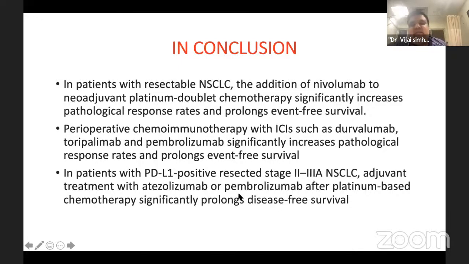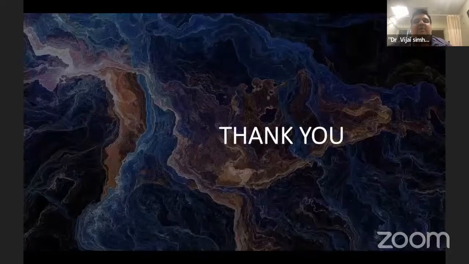And also there is data for PD-L1 positive resected non-small cell lung cancer, where adjuvant treatment with atezolizumab and pembrolizumab after a platinum-based chemotherapy also significantly prolonged the disease-free survival. However, I was not able to touch upon this topic because it was beyond the bounds of my topic. So thank you.